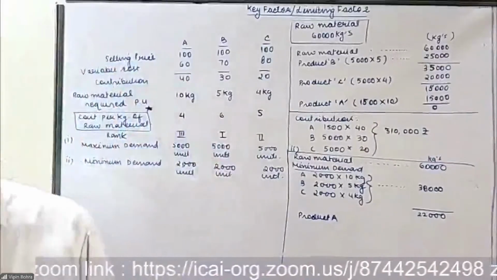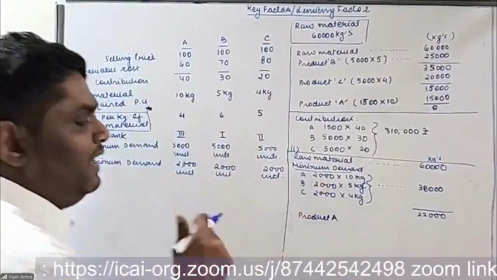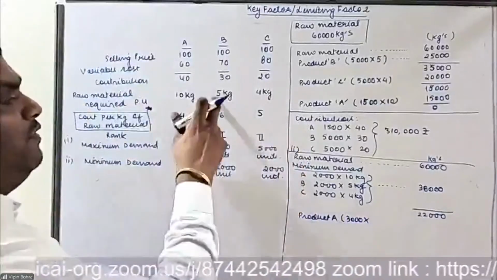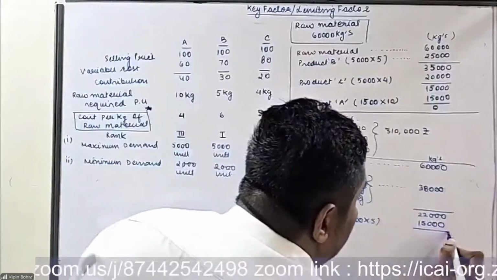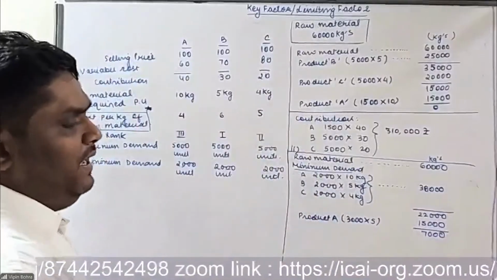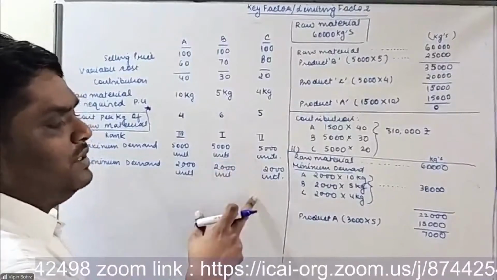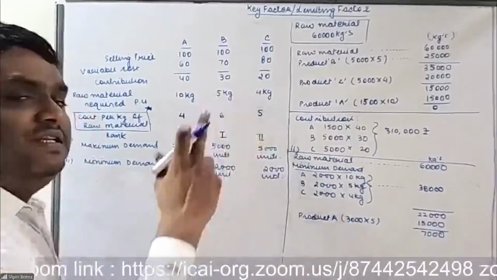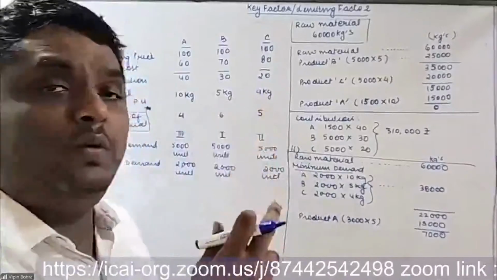The balance quantity of product A: out of 5,000, 2,000 is already done, so we are left with 3,000. So 3,000 into 5, that is 15,000. So still we are left with 7,000 kgs. Now see, when talking about product C, out of 5,000 units, 2,000 units are already manufactured. So still we have to manufacture 3,000 units. But to manufacture 3,000 units, we need 12,000 kgs. That is 3,000 into 4, 12,000 kgs.